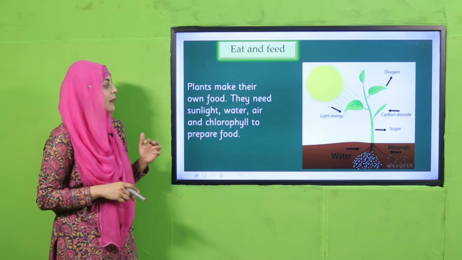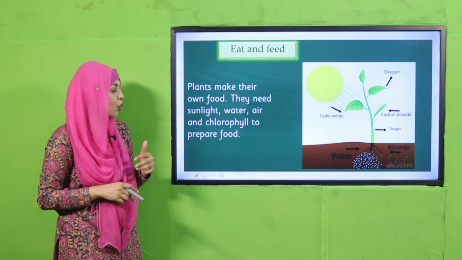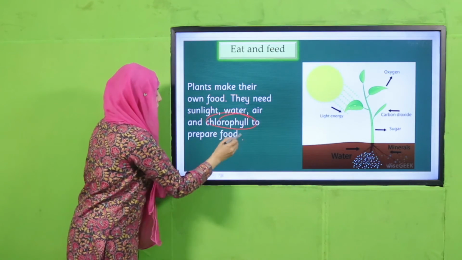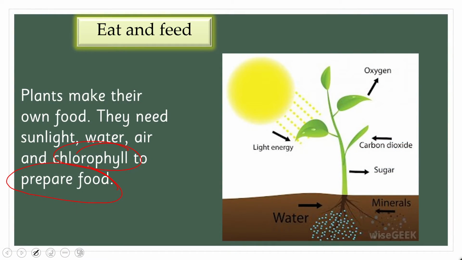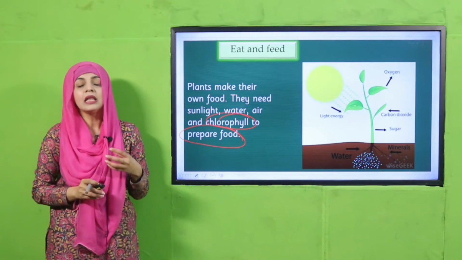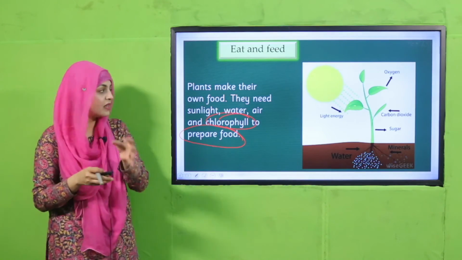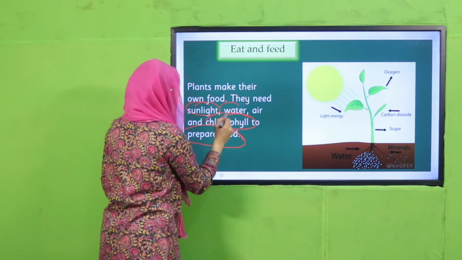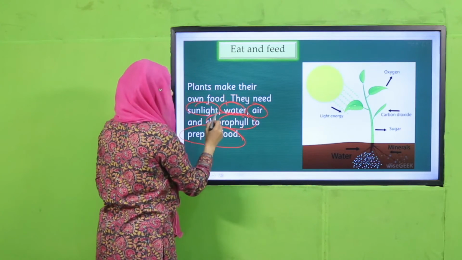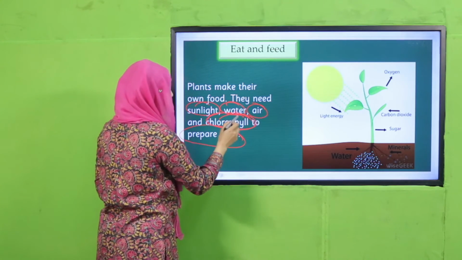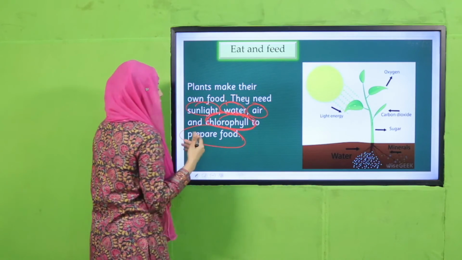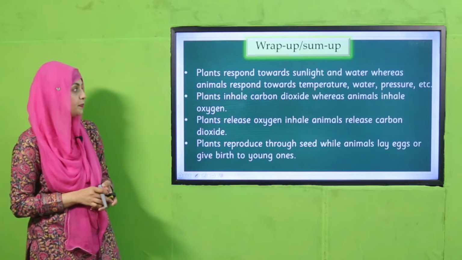Plants make their own food. They need sunlight, water, air and chlorophyll to prepare food. So plants के leaves में उनका खाना prepare होता है. They make their own food. Just they need sunlight, water, air और chlorophyll उनके अंदर. उनके leaves जो आपको green नजर आते हैं, that is chlorophyll, and that's how they prepare their food.